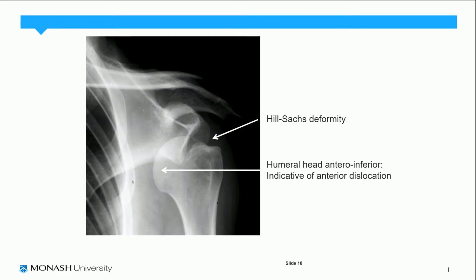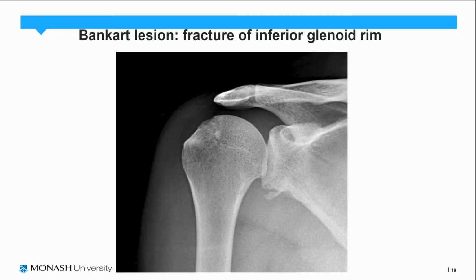So here we have an AP view. We can see that the humeral head lies inferiorly and medially. And then on the posterior lateral part of the humeral head, we have the Hill-Sachs deformity. And on this image, we can see on the inferior glenoid rim that there is a fracture, and this is typical of a Bankart lesion.